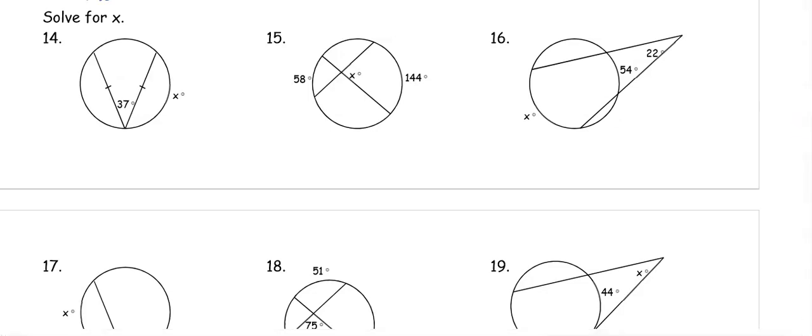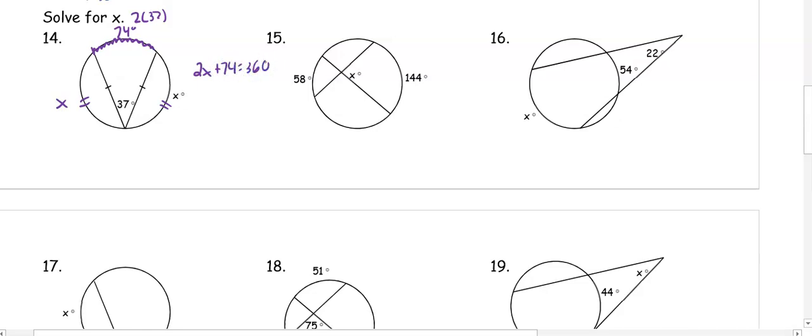Find x. In number 14, 37 is an inscribed angle, and it's intercepting this arc. So if we double our angle, we get the arc is 74 degrees. Now, we have a whole circle that is 360. If we know these chords are congruent, these arcs are also congruent. So I have 2x plus 74 is equal to 360, and I can find my missing arcs. I can subtract 74 from both sides first, and we get 2x equals 286. When we divide by 2, we get that each arc is 143 degrees.